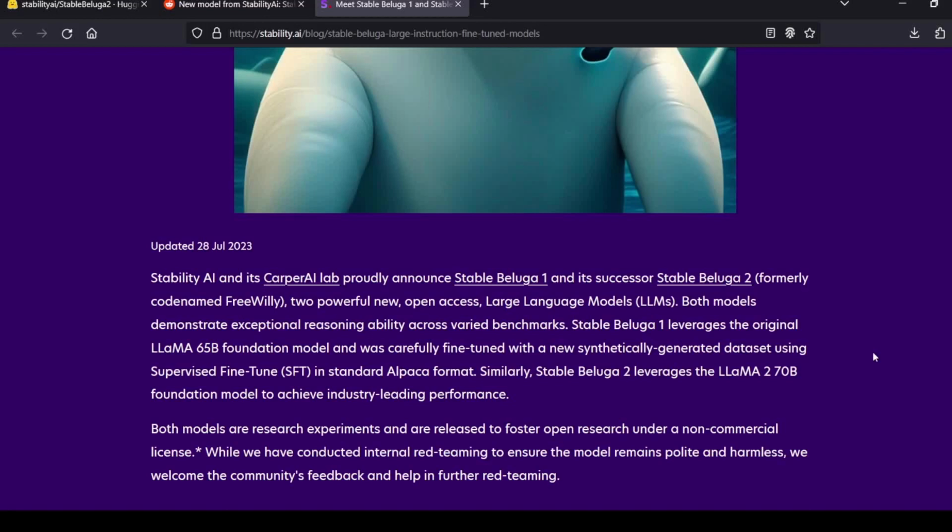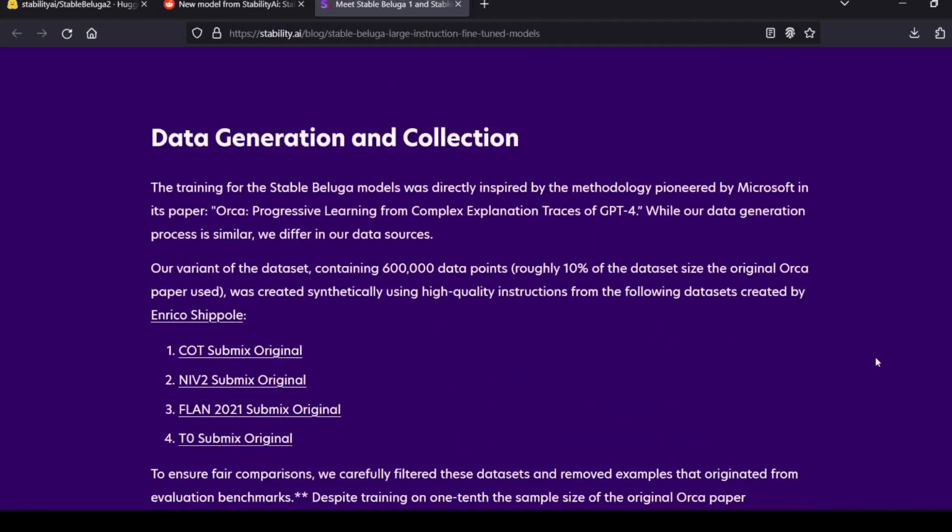performance. Now, it's important to mention that both Stable Beluga models are research experiments, and they are released under a non-commercial license, which encourages open research and community collaboration. The creators have put in great effort to ensure that these models are polite and harmless through internal red teaming, but they also welcome feedback and red teaming from the community to further enhance their capabilities.